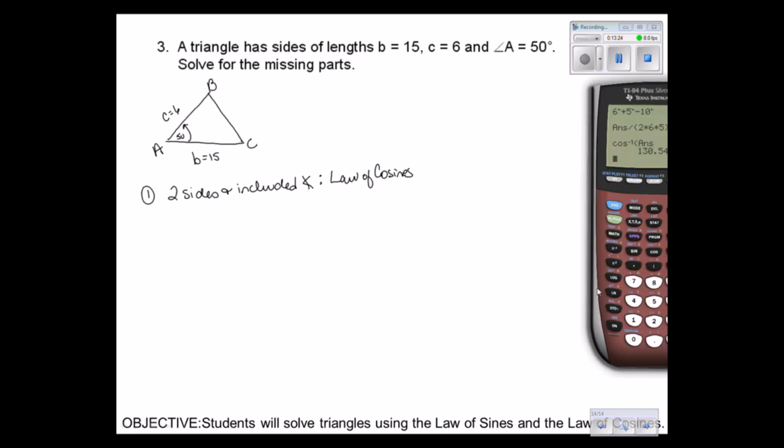Well, if I use law of cosines, what can I find? I can find the length of the side across from angle A, which means I'm going to use it to find little a. So a squared equals 6 squared plus 15 squared minus 2 times 6 times 15 times the cosine of angle 50. The 6 and the 15 are the adjacent sides. The 50 is the angle across from A.